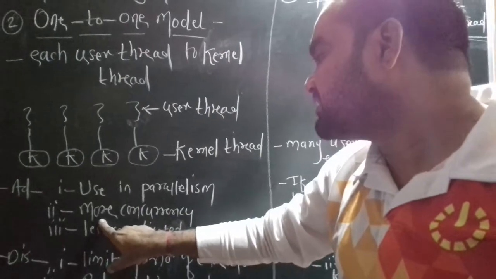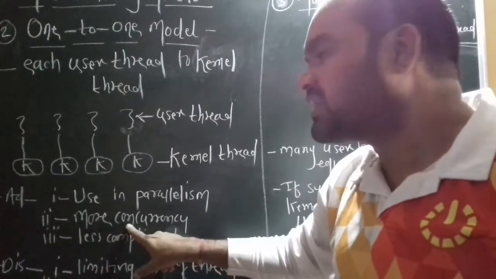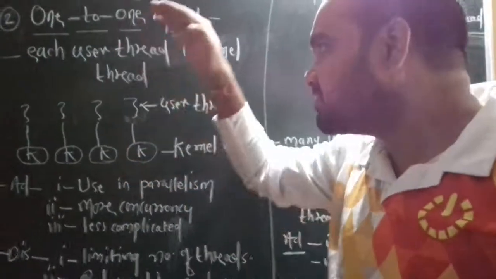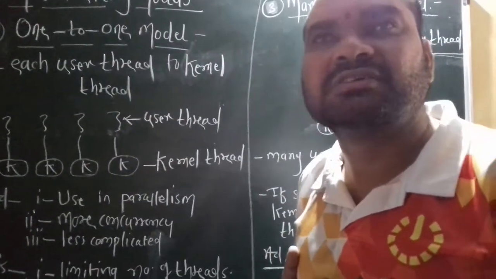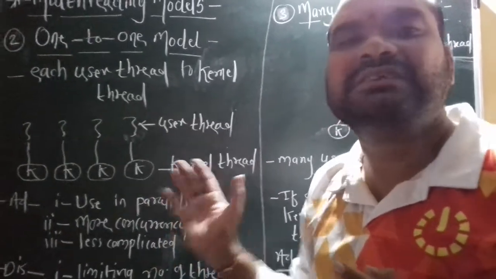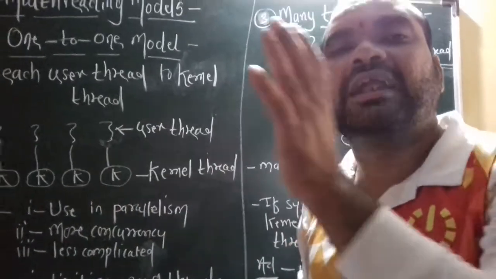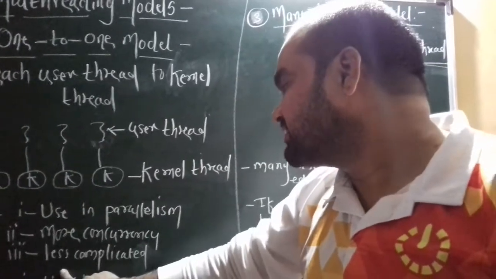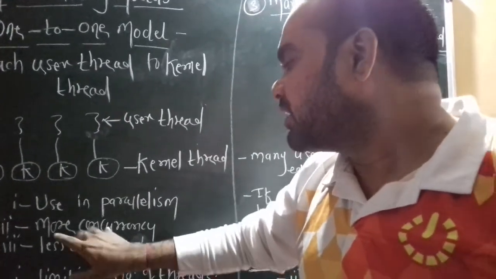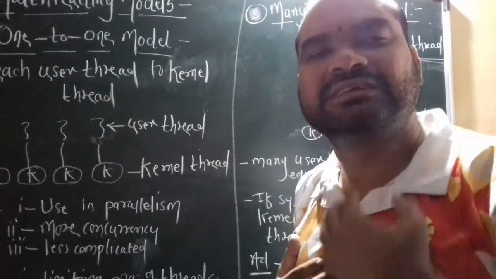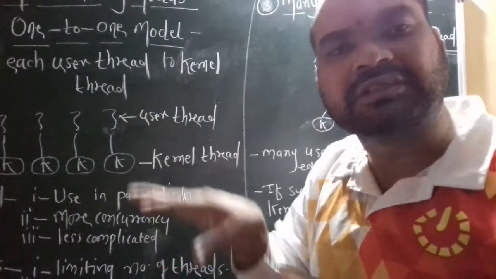The second advantage is more concurrency. It means the threads of this model are executed simultaneously, at a time. So that's why this gives more concurrency. The third advantage is that it is less complicated, less sophisticated. This particular model is less complex compared to other models.